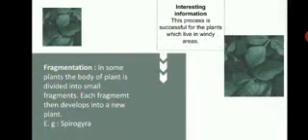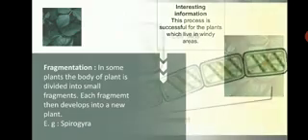Next, we have fragmentation. In some plants, the body of the plant is divided into small fragments, which means that the body of the plant is divided into small pieces. It is a very common type of asexual reproduction. Each fragment then develops into a new plant, and the most common example of this is Spirogyra. Interesting information: the process is successful for the plants which live in the windy areas.